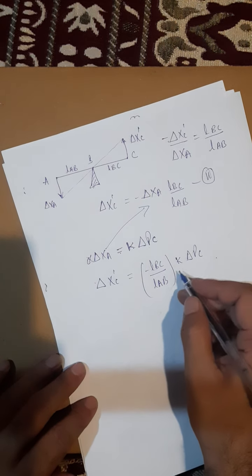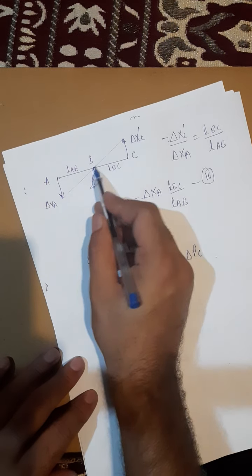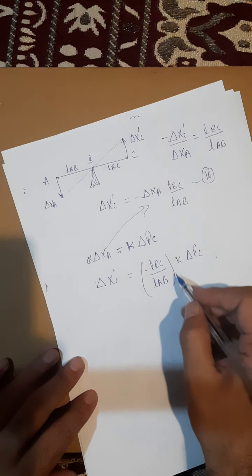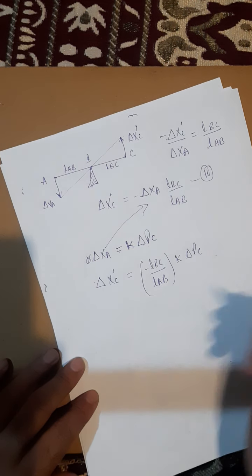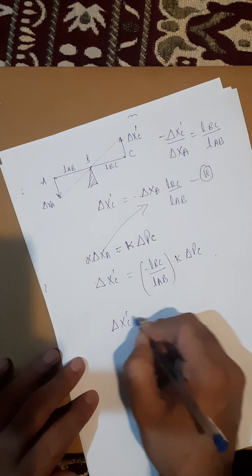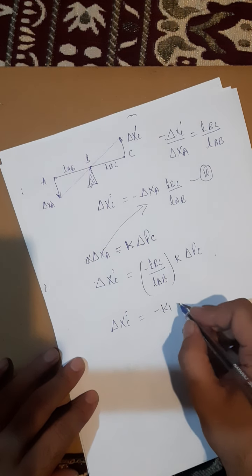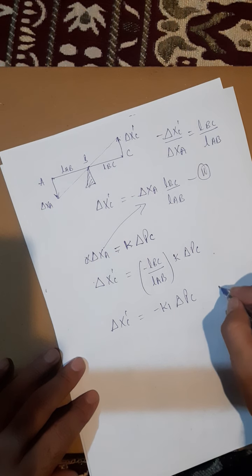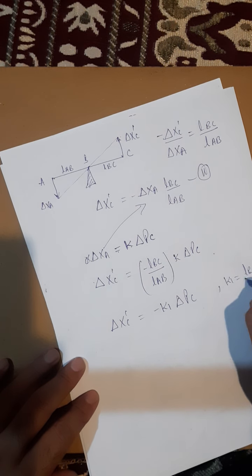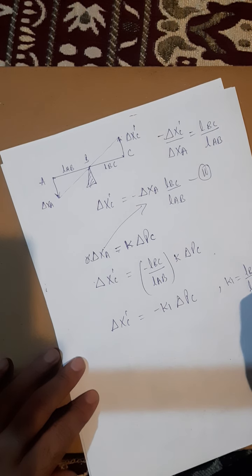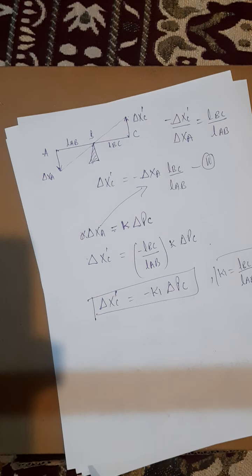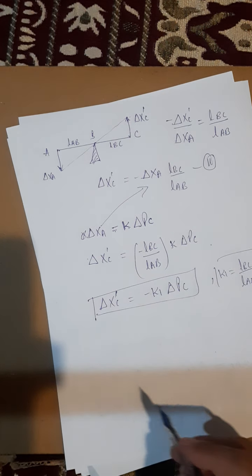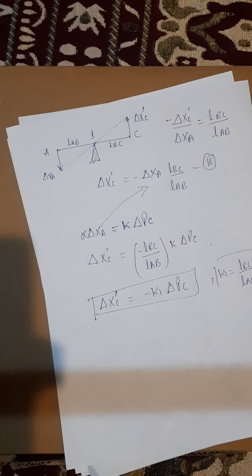You know that these lengths are constant, so they will not change. So I can represent K into LBC by LAB by some constant, which I can say is equal to K1. So delta XC dash is equal to minus K1 delta PC, where K1 is nothing but LBC divided by LAB into K. So I got delta XC dash, the change in position of point C due to the change in position of point A, and we are changing the position of point A to increase the turbine output by delta PC.